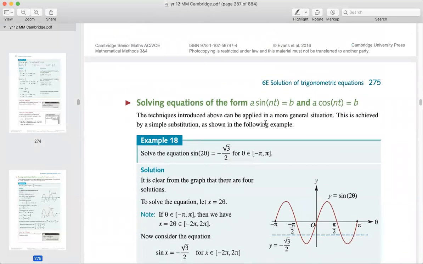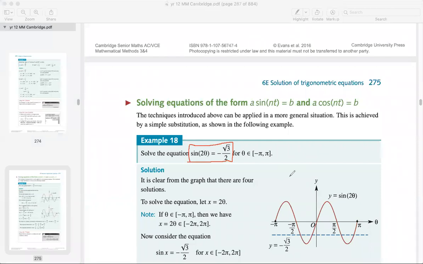Now let's try a similar one, like this guy. We have sine 2 theta equals negative square root 3 over 2. And again, we treat the 2 theta as the whole thing, okay? 2 theta equals something. And now I need my ASTC, okay? So in this case, it will be on the third quadrant and fourth quadrant. So for 2 theta, the first part must equal what? In the third quadrant, 4 pi on 3, make sense? And the next one will be in the fourth quadrant, so it will be 5 pi on 3, okay?